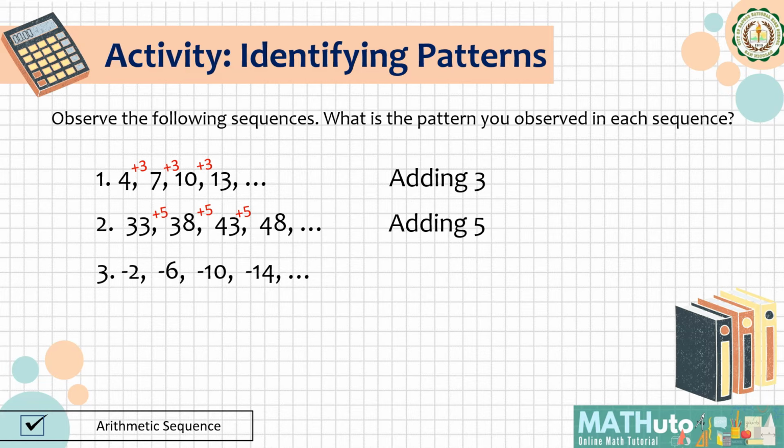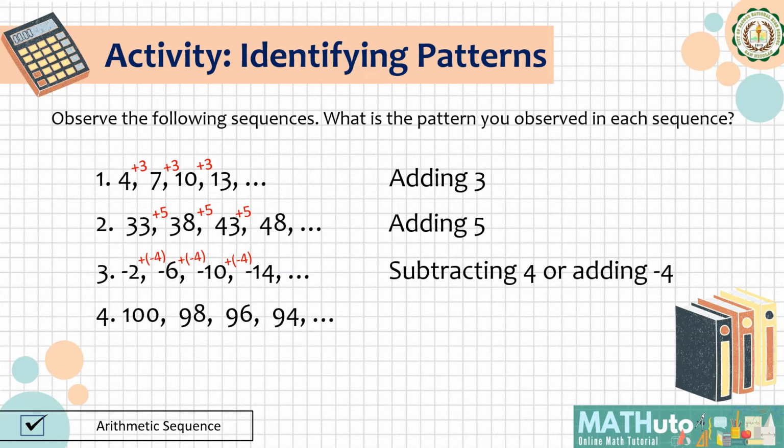Number 3: negative 2, negative 6, negative 10, negative 14. Notice that the terms in the sequence are obtained by subtracting a constant number, which is 4. Or we can say that we are adding negative 4, because negative 2 plus negative 4 is negative 6. Negative 6 plus negative 4 is negative 10. Negative 10 plus negative 4 is negative 14. Therefore, the pattern is subtracting 4 or adding negative 4.